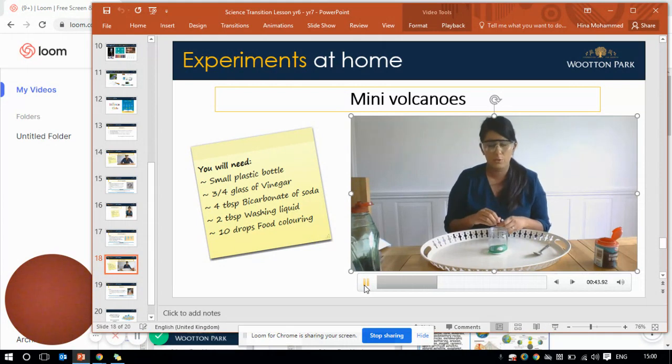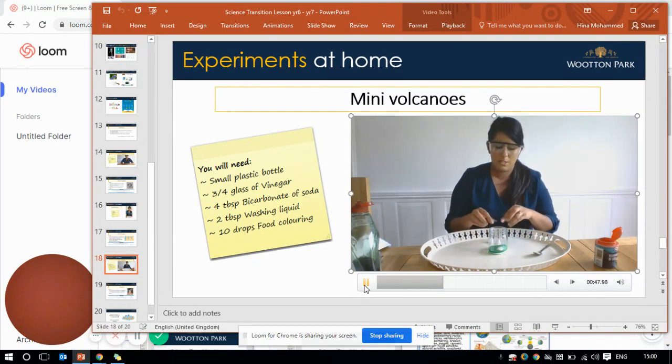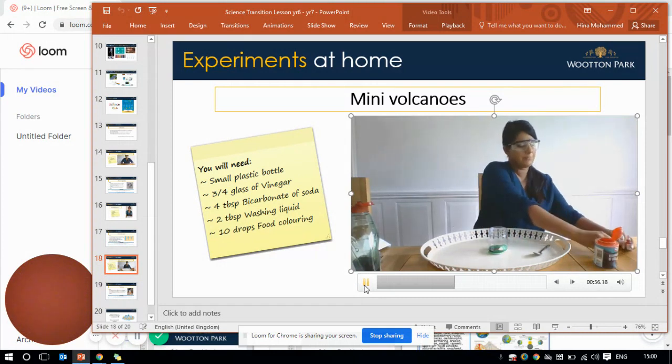Now, this is optional. Your experiment will still work if you don't add food colouring. So don't worry about it so much. It's just to give you a bit more of a likeness to a volcano. So if you don't have food colouring, then don't worry so much about it.